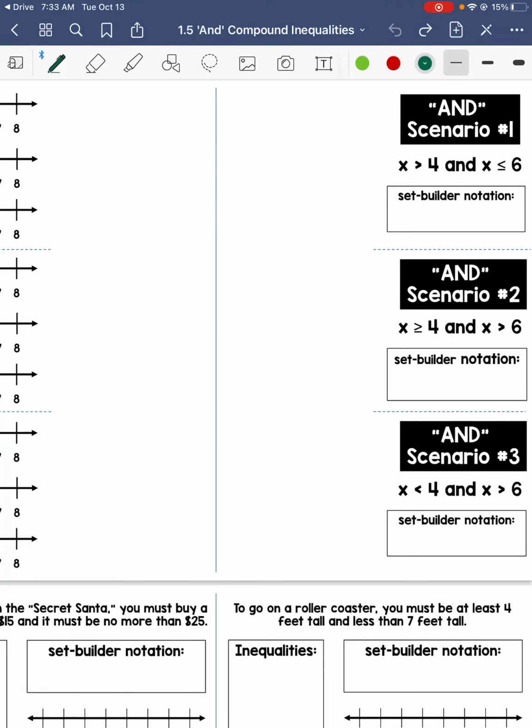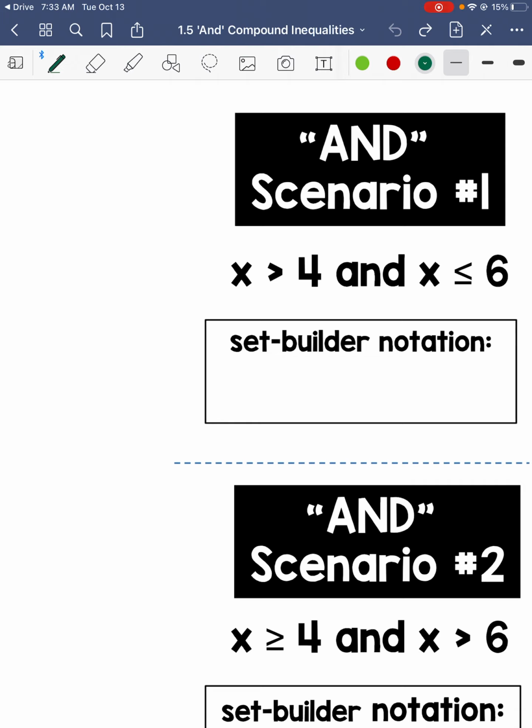All right, so here we have the other compound inequality foldable, showing our "and" compound inequalities. So we have here x is greater than 4 and x is less than or equal to 6, instead of the ors that we did yesterday. Yesterday we had one or the other. Now we have both of these.